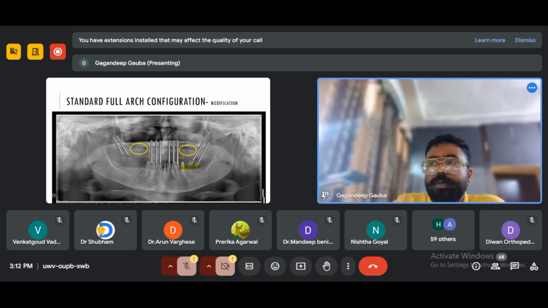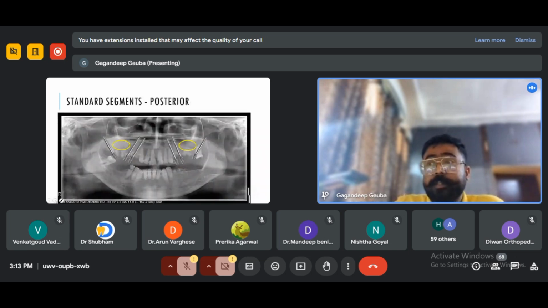To reduce this jumping distance, we will place double pterygoid, and the distance between the last implant anteriorly and the first implant posteriorly will get reduced because of the double pterygoid. So this is the rationale of placing double pterygoid. This will also be discussed in the coming slides.